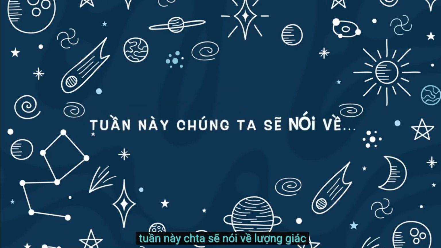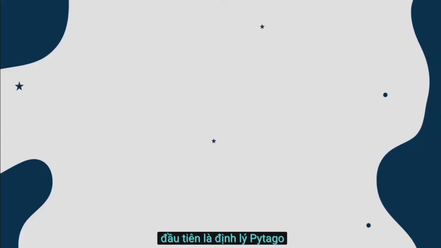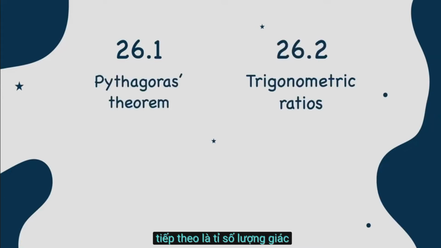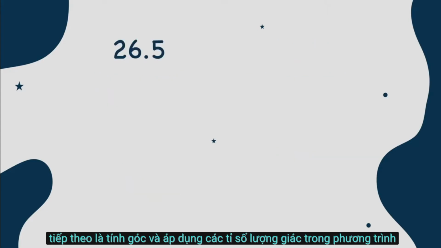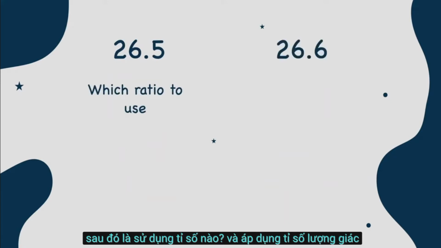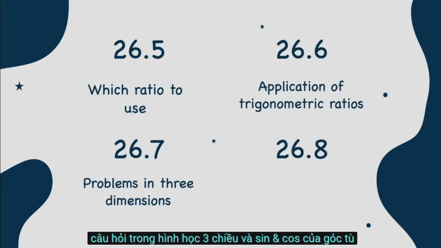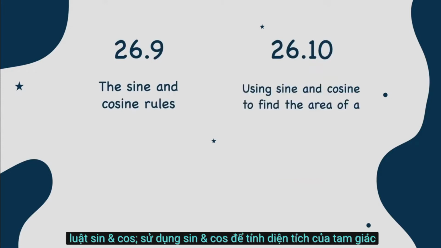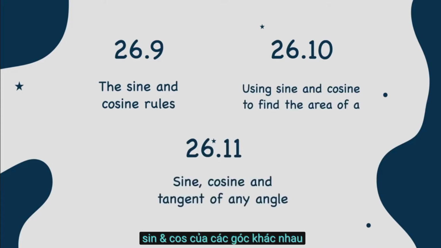Now this week, we're going to be talking about trigonometry. Let's get into it, shall we? First is Pythagoras theorem, and the next is 26.2 trigonometric ratios, calculating angles, and next is using sine, cosine, and tangent in function. 26.5 is which ratio to use. 26.6 is application of trigonometric ratios, problem in 3 dimensions, and sine and cosine of obtuse angles. And the next is the sine cosine rules, using sine and cosine to find the area of a triangle, and sine, cosine, and tangent of any angle.